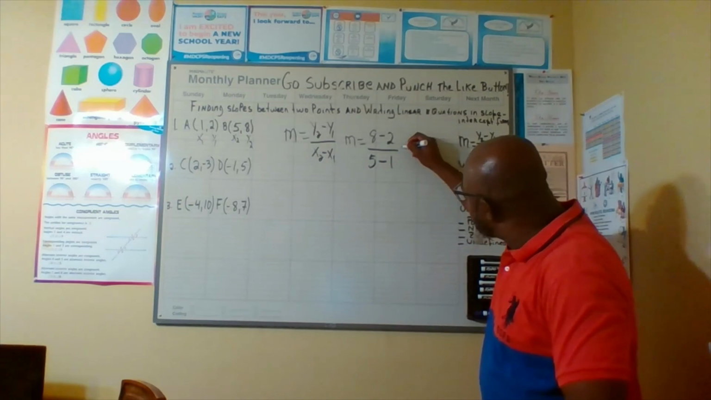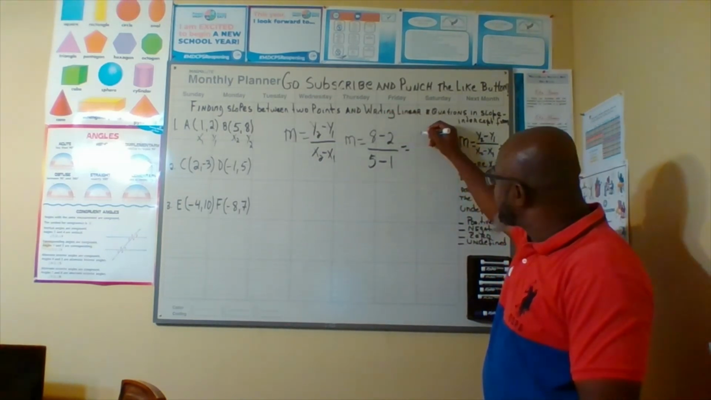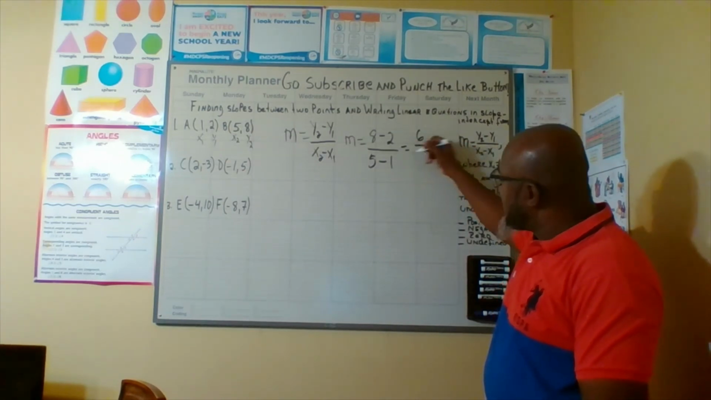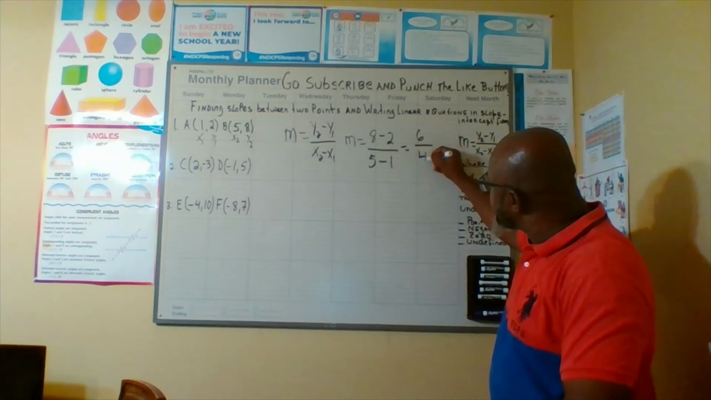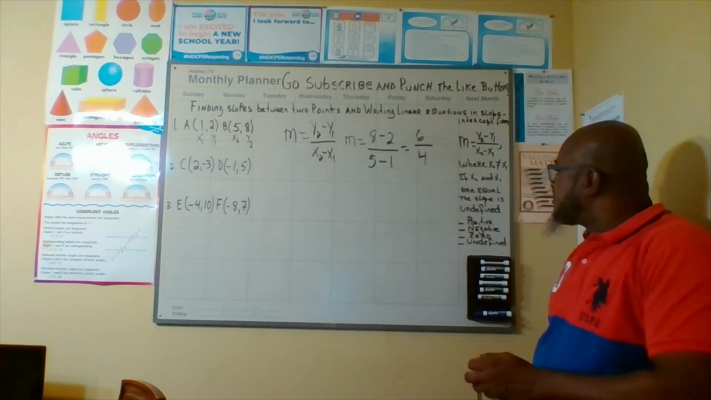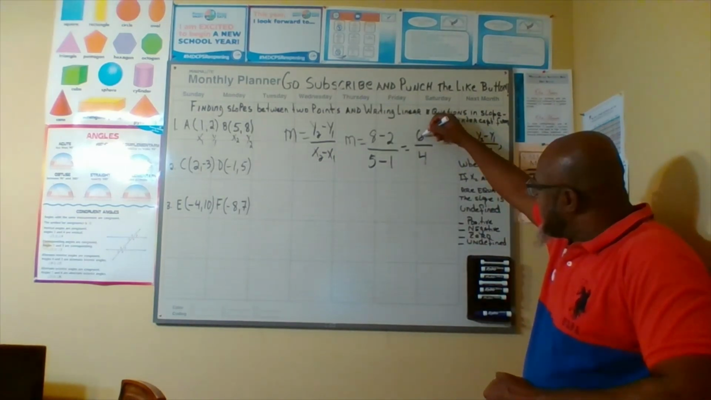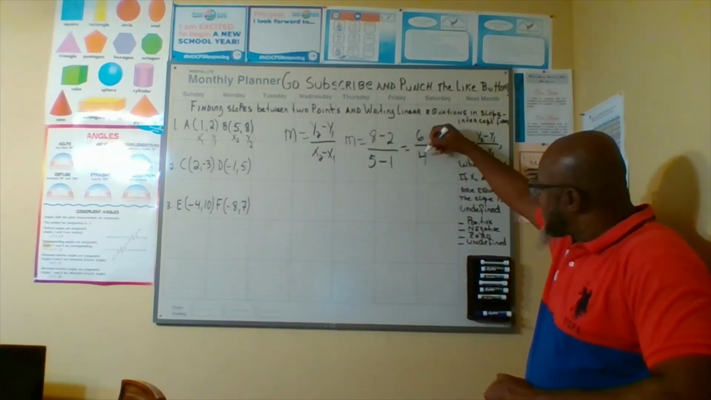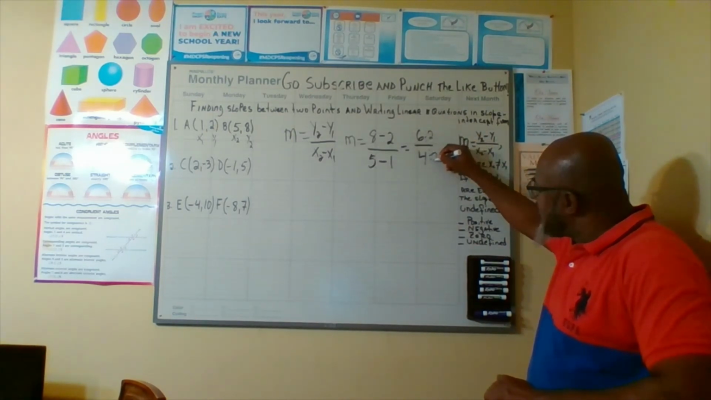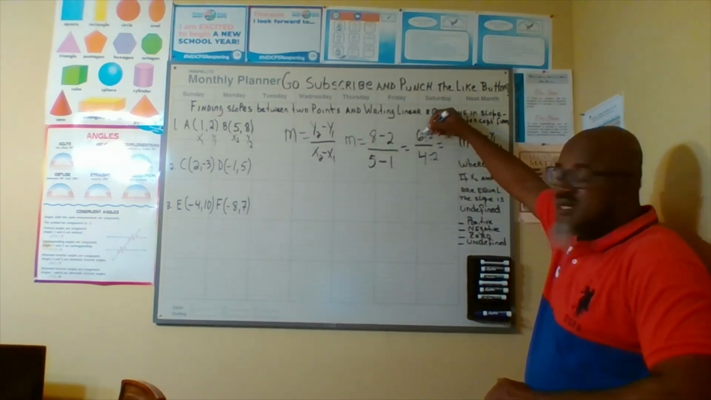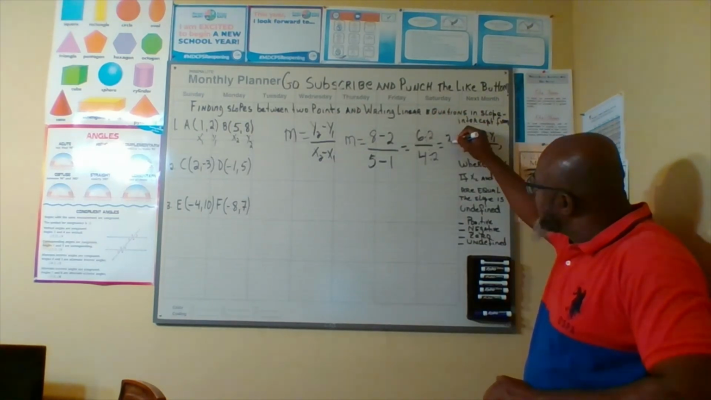Now, some of you are going to stop here, but that will not be enough. Those 6 over 4 can be simplified. They have 2 in common. You always have to simplify your slope. How many times does 2 go into 6? That's 3. How many times does 2 go into 4? That's 2. In this case, my slope is 3 over 2.